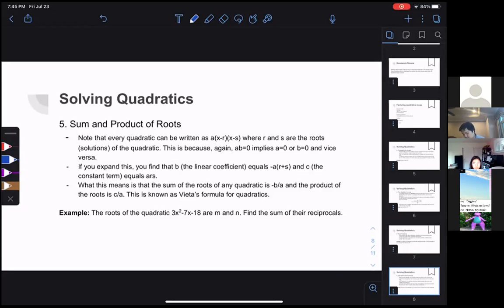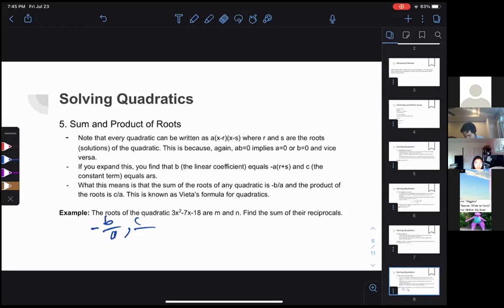There are generalized Vieta's formulas for higher degree polynomials too. Again, if ax squared plus bx plus c is the quadratic form, the sum of the roots is negative b divided by a, and the product of the roots is c over a. Do not forget this negative sign, please.